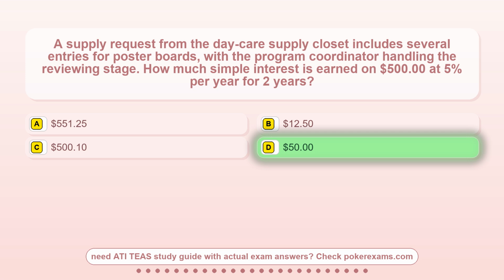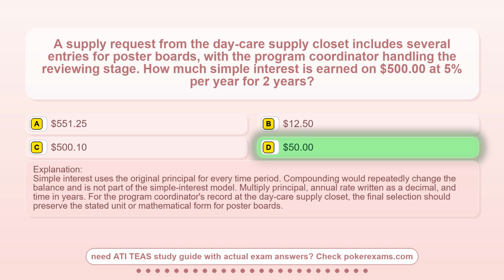Simple interest uses the original principal for every time period. Compounding would repeatedly change the balance and is not part of the simple-interest model. Multiply principal, annual rate written as a decimal, and time in years. For the program coordinator's record at the day-care supply closet, the final selection should preserve the stated unit or mathematical form for poster boards.